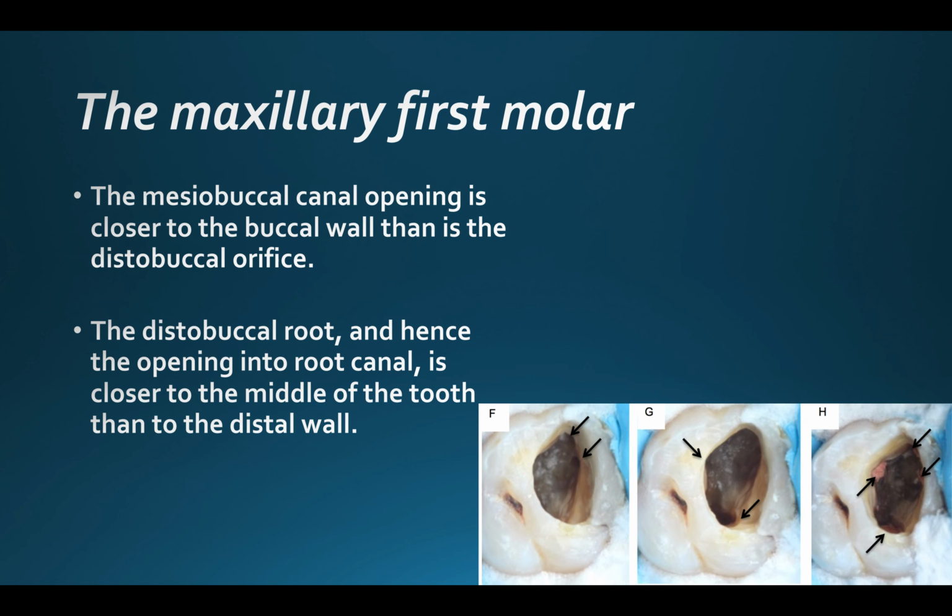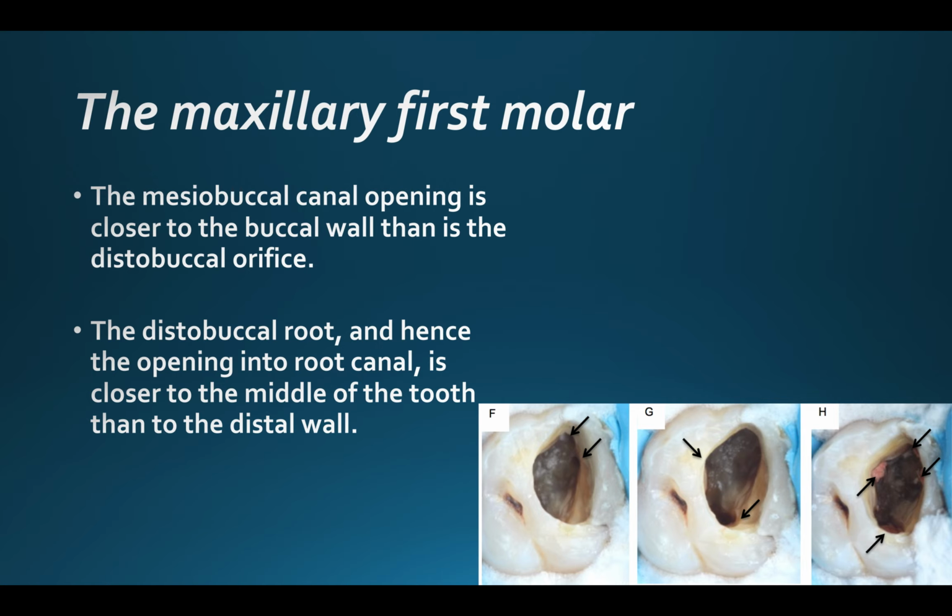The mesiobuccal canal orifice is closer to the buccal wall than the distobuccal canal orifice. So the access cavity will also be rhomboidal, and the buccal wall of your access cavity will not be parallel to the palatal wall, because the mesiobuccal canal orifice is located buccal to the distobuccal canal orifice. So the wall joining the two canals will not be parallel to the palatal wall.